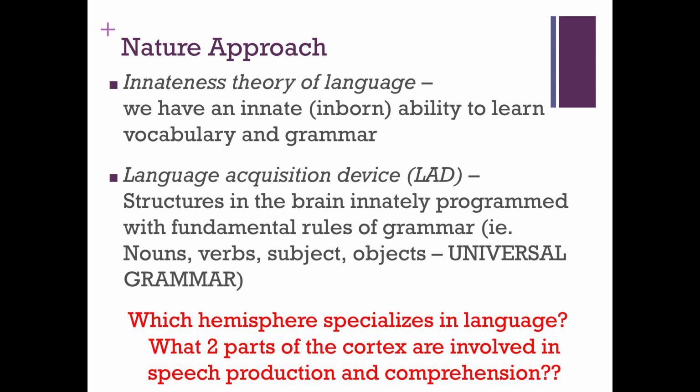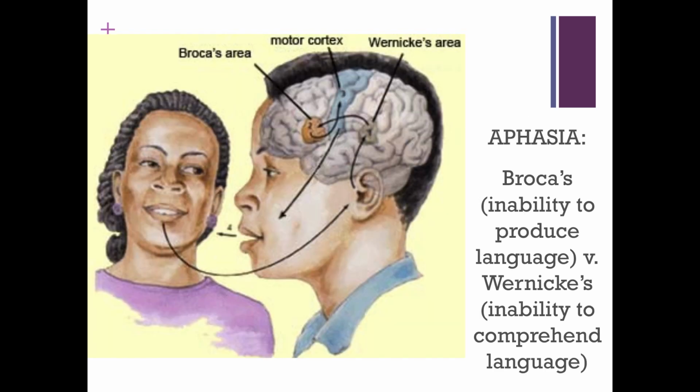I want you to think about these questions. Which hemisphere specializes in language development? Which two parts of the cerebral cortex that we've learned about are involved in speech production and comprehension? So pause the video for 1 second and see if you can remember that information. Hopefully you recall Broca's area and Wernicke's area. If you remember, Broca's area is located in the frontal lobe. In the vast majority of people, the left hemisphere is responsible for language functions. So remember, just left language.